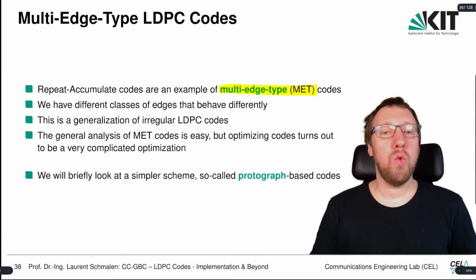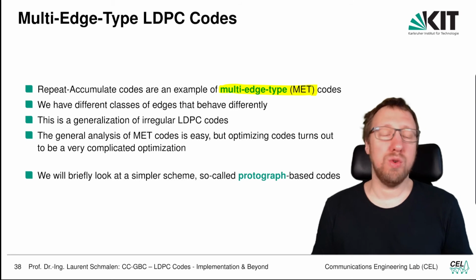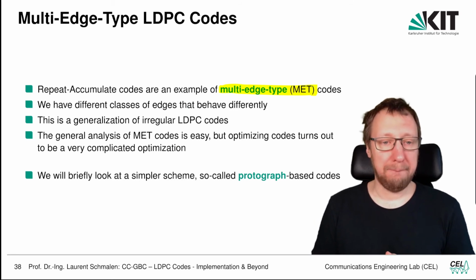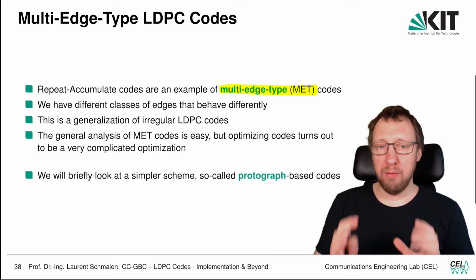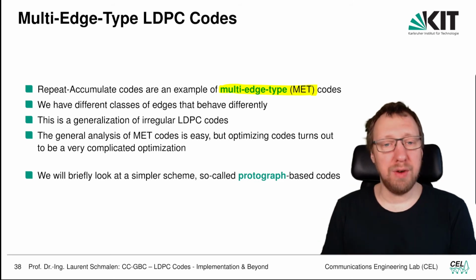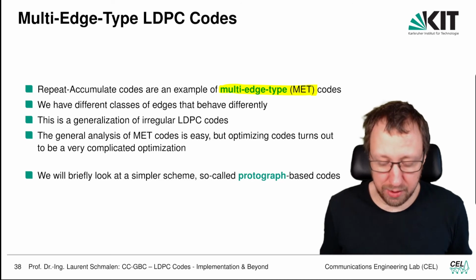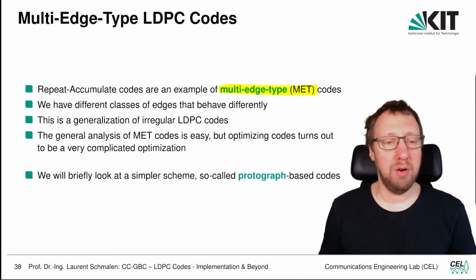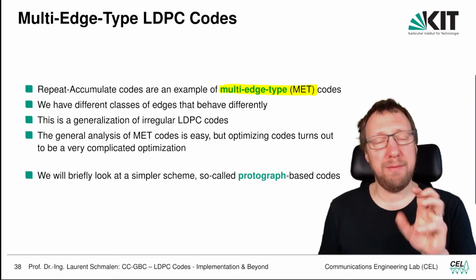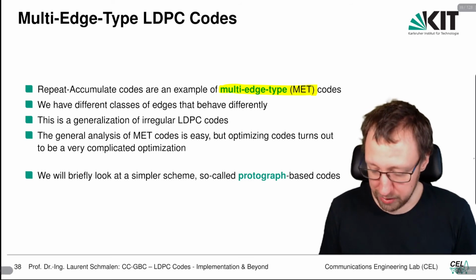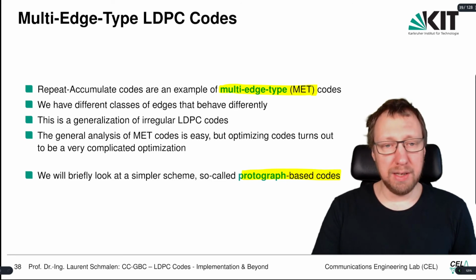And this is something that we can take into account and use for optimizing new types of codes. Essentially, this multi-edge type construction is a generalization of irregular codes where we now put some very specific structure into the codes. In general, the analysis is not too hard, but it turns out that optimizing codes is quite difficult. And we're looking at a simplification of this multi-edge type scheme, which is called protograph-based codes. So what does that mean?